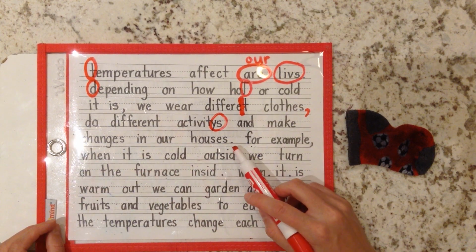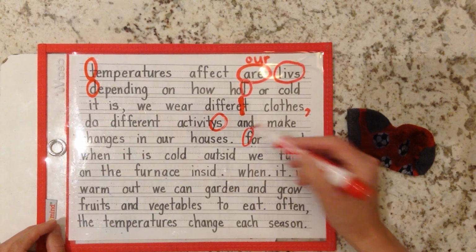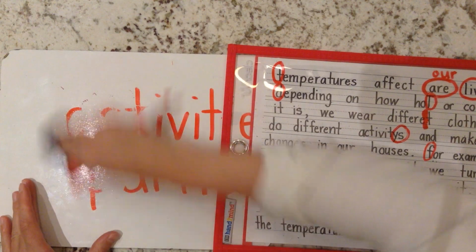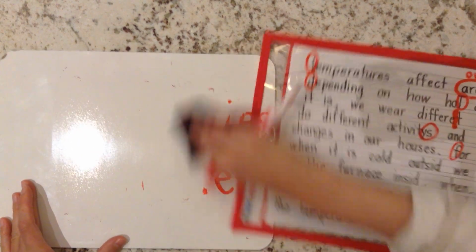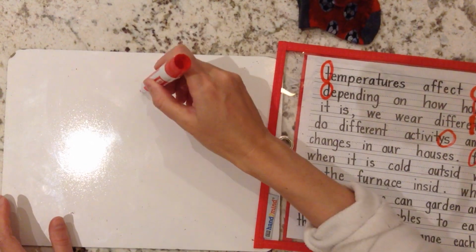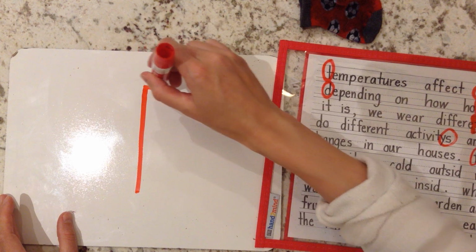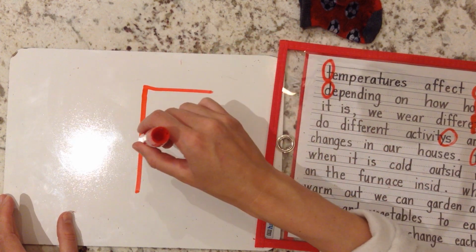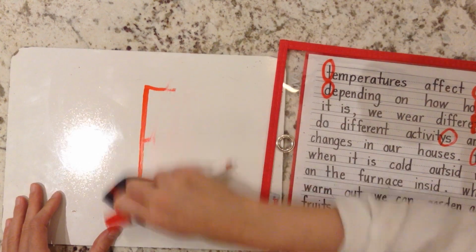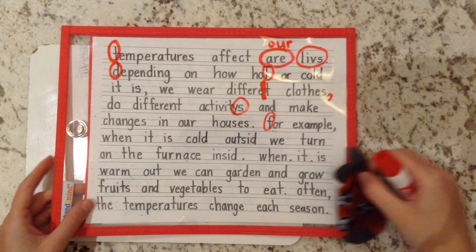The period marks the end of a sentence, so this next word should start with an uppercase F. Let's print an uppercase F. Start at the top, straight down to the ground, lift, back to the top, forward, lift, to the middle, forward. Uppercase F is needed because it's the beginning of a sentence. Let's get going with the new sentence.